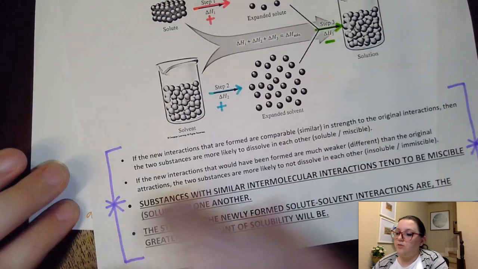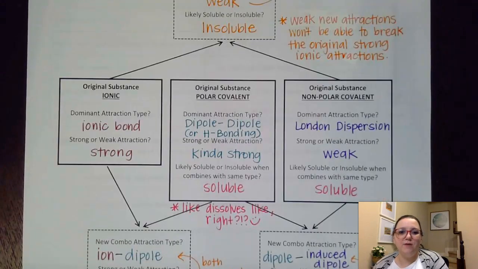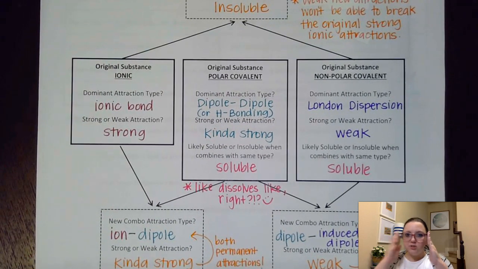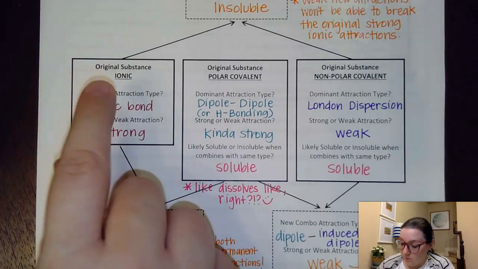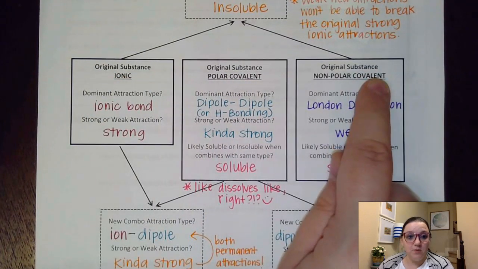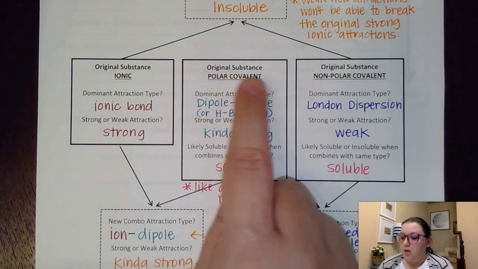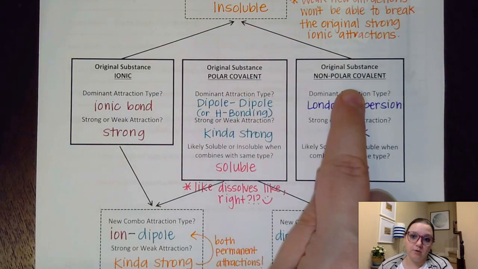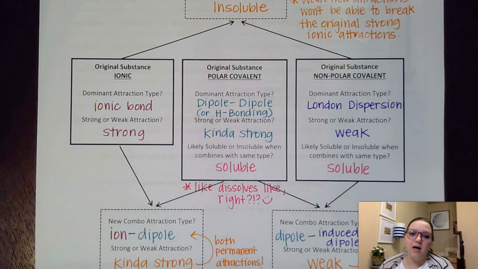All right, so let's go ahead and look at the next page. Now, the next page has a flow chart here, where I actually want to start with the substances that are in the middle. What I've presented you with are the original substance types that we could have. We could have an ionic compound, a polar covalent compound, or a non-polar covalent compound. The first thing I did is identify the dominant attraction types that I would have for each of those substances.